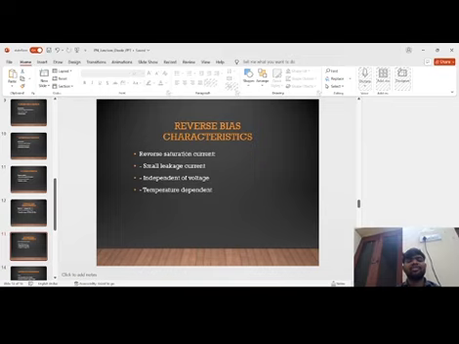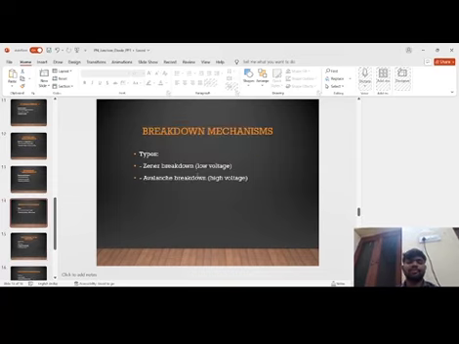Reverse bias characteristics: reverse saturation current is a small leakage current because minority carriers are present in both P type and N type. It is independent of voltage and temperature dependent. There are two types of breakdowns. Breakdown mechanism: Zener breakdown and avalanche breakdown.